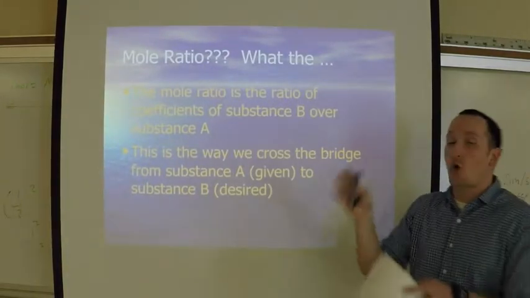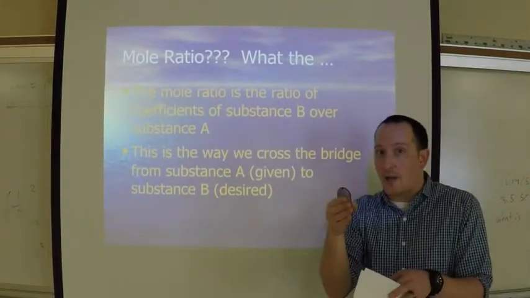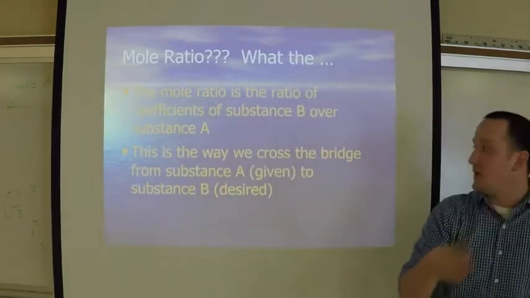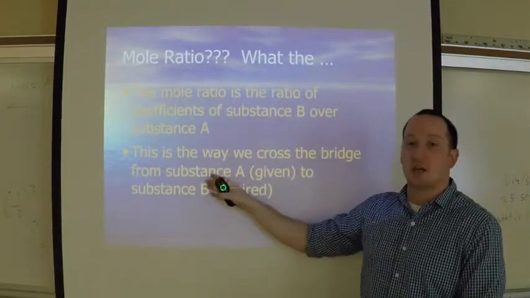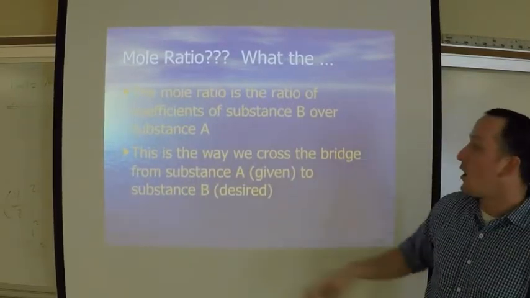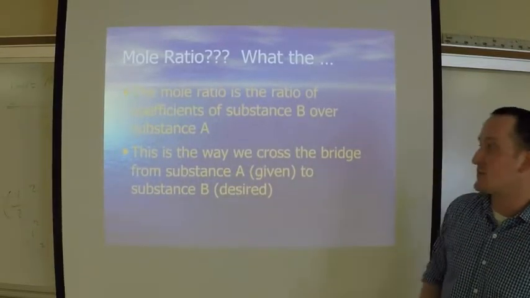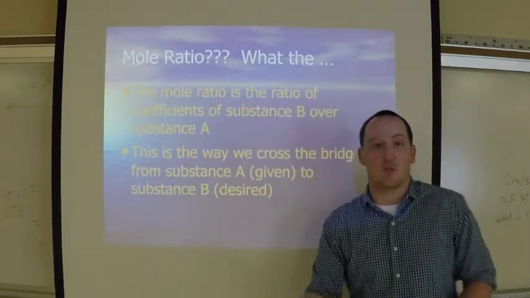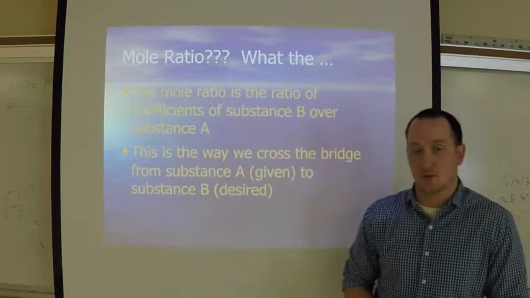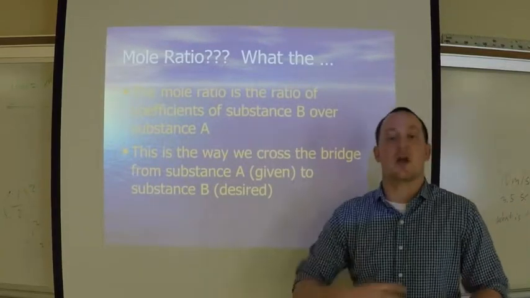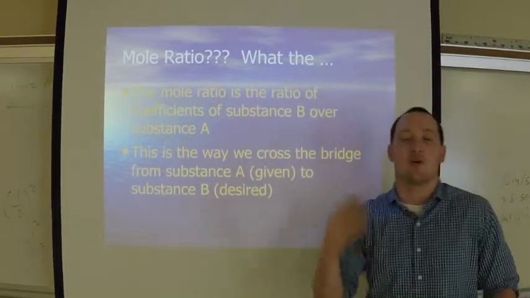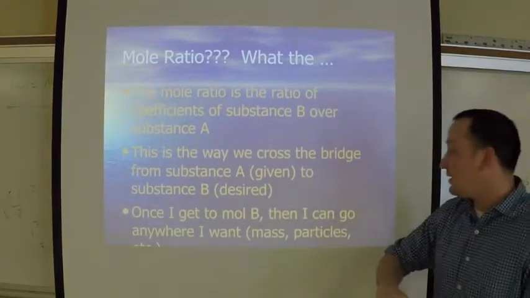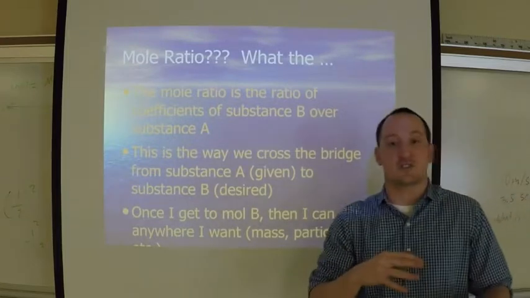The mole ratio is the ratio of coefficients of substance B over substance A. This is the way we cross that bridge, that red arrow I had on the last slide. How we cross that bridge to go from moles of A to moles of B is using the mole ratio of substance A and substance B. So whatever substance A's coefficient is and whatever substance B's coefficient is, I get those numbers, I can create something called the mole ratio, and that's how I can convert. Once we get to moles of B, then we just do our conversions just like normal.